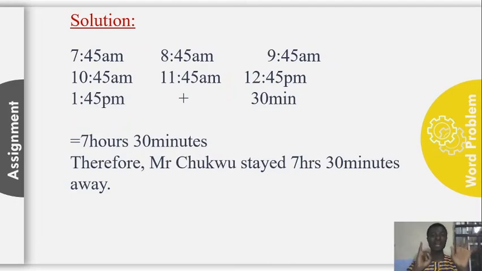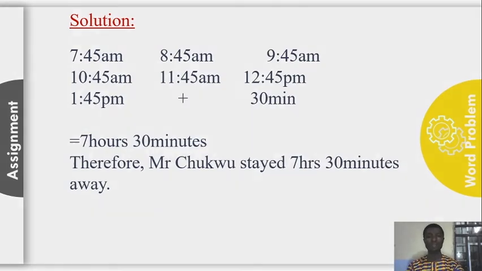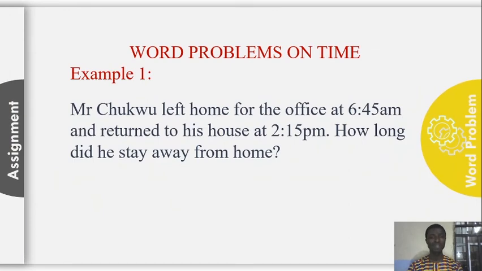He has spent 6 hours away. And at 1:45 p.m., Mr. Chukwu has spent 7 hours away. Now, when you observe it, you cannot go to 2:45. Why? Because if you go to 2:45, you will exceed the time. So you stop at 1:45 p.m. When you stop at 1:45 p.m., how many minutes will be left for you to arrive at 2:15 p.m.?